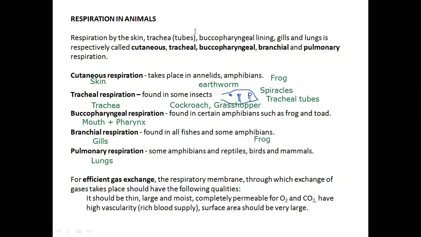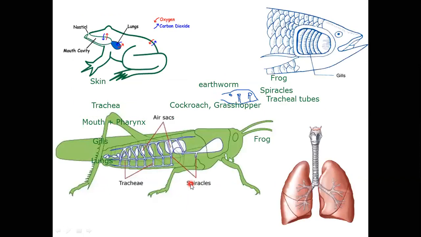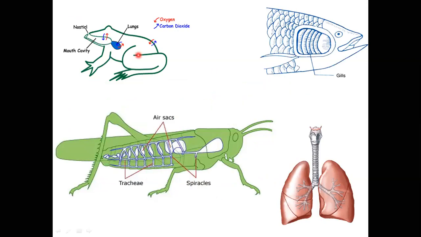Look at the image as well. So in the case of frog, you can see the mouth cavity, this is buccopharyngeal. Through lungs, pulmonary respiration. Through skin also it is happening, look, that is cutaneous respiration. Gills will come in the case of tadpole, okay. Gills in the case of fishes.